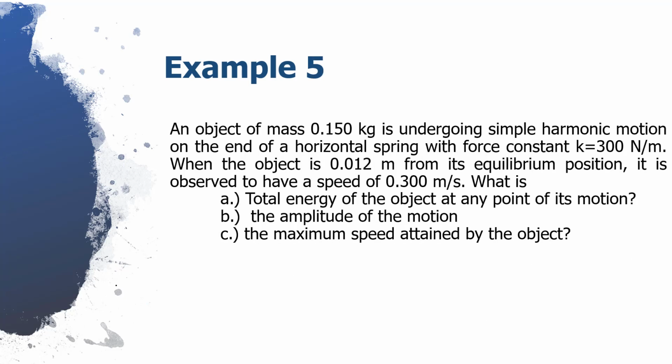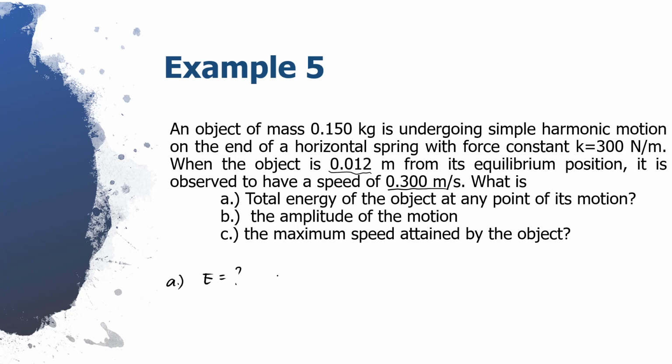Second to the last example, we have an object of mass 0.15 or 150 kilograms undergoing simple harmonic motion with force constant k equals 300 newtons per meter. When the object is 0.012 meters from its equilibrium, meaning when x is equal to 0.012 meters, it is observed to have a speed of 0.300 meters per second. Question is, what is the total energy of the object, what is the amplitude, and what is the maximum speed attained by the object? So for letter A, we need to solve for the total energy.